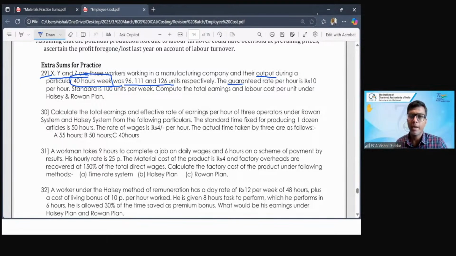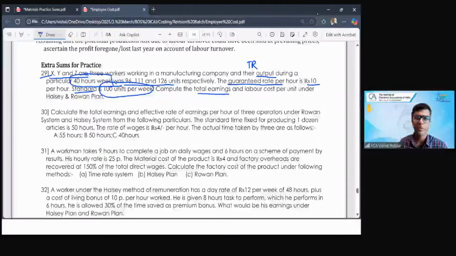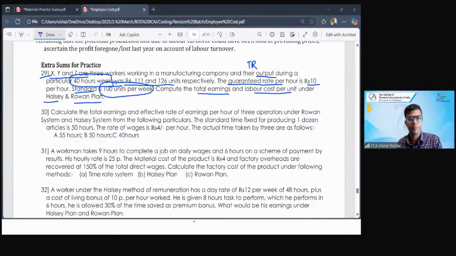Now, the guaranteed rate, which is also called the time rate, is rupees 10 per hour. The standard set by the employer is that you should have produced 100 units in this week. You have to calculate the total earnings, that is the wages that these employees will get. You have to also calculate the labor cost per unit. And this you have to do under two plans, which are the most common plans asked in the exams.